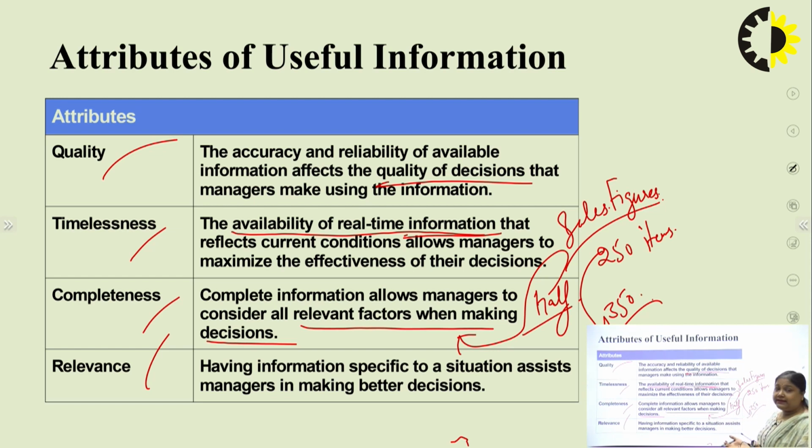Relevance. What is relevance? Relevance is having information specific to a situation, which assists managers in making better decisions. It means that in the situation in which the manager wants some data, the information that we get from the information system is relevant to that situation only. So, the relevance of data is equally important in useful information in an information system.